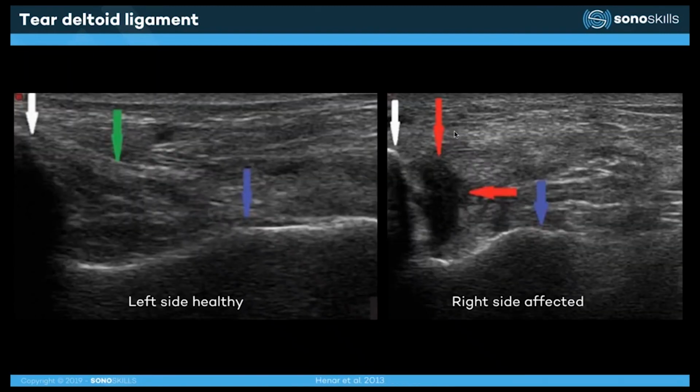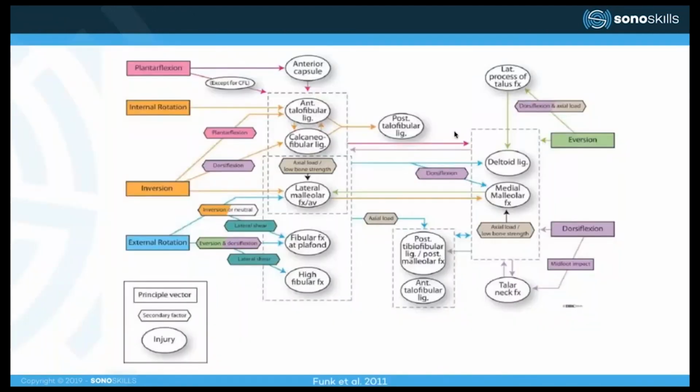In this case, you can see a tear on the right side. We can see clearly a disruption of the fibers. So this is a case where I think, yes, it's clear, but it's not always as clear as this. And there are not always arrows pointing to the pathology.